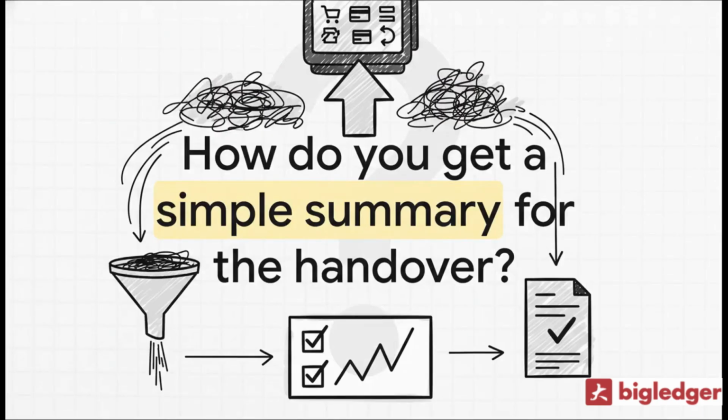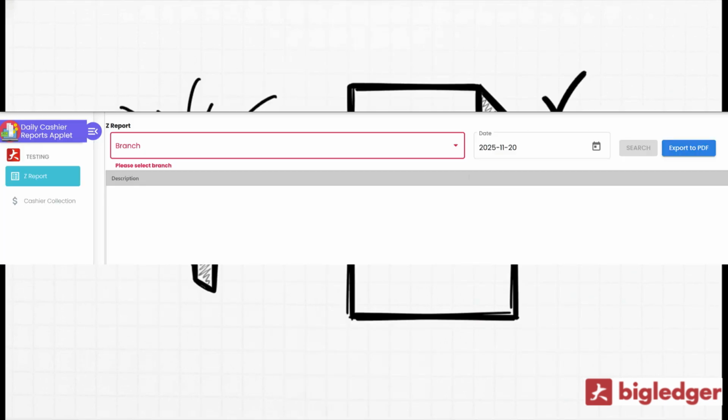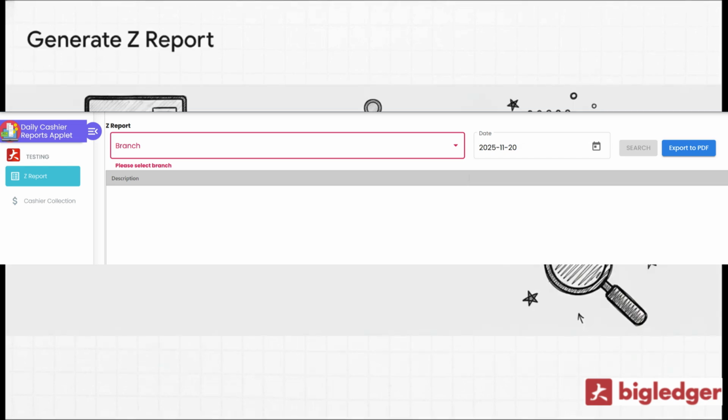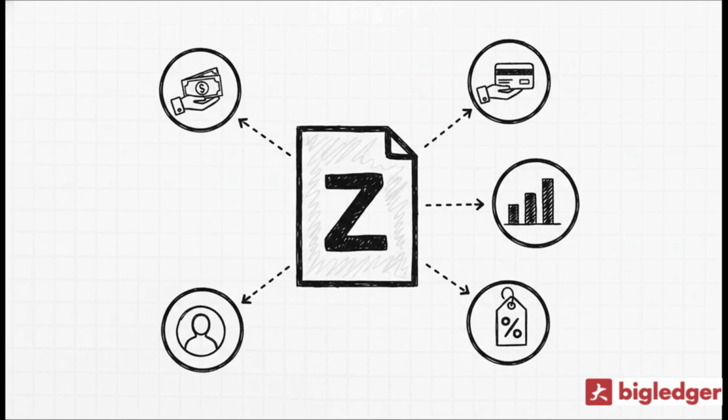But who wants to hand over every single line item? You just need a simple summary, right? For that, you're going to use the Z report. It's designed exactly for this, for the end of the day. And making one is super easy. Just navigate to the menu, pick your branch and date, and click Search. It shows everything your manager needs to see at a glance, all the totals, sales, and transaction counts.